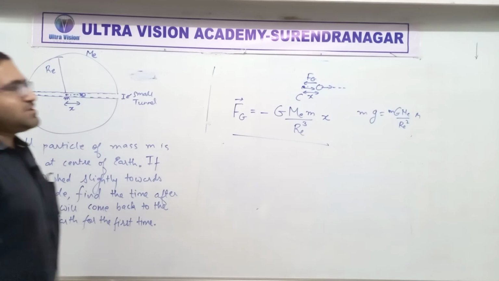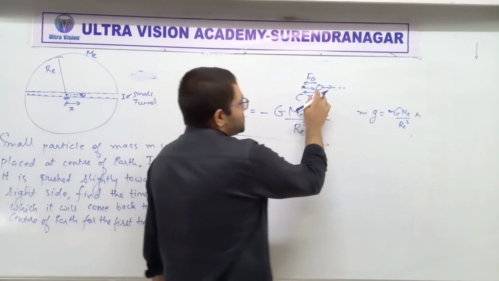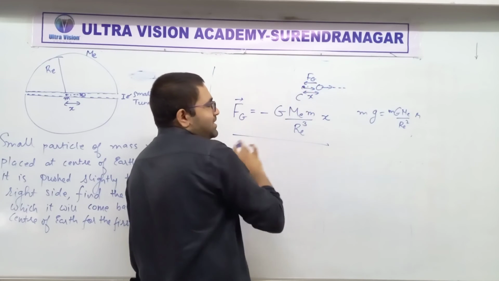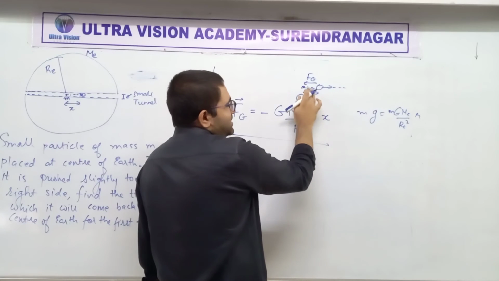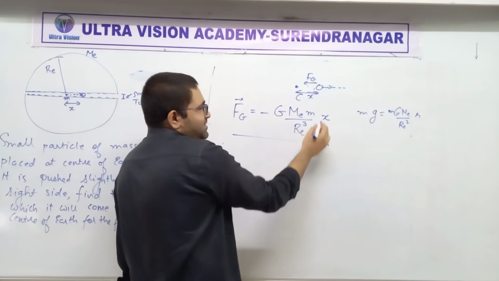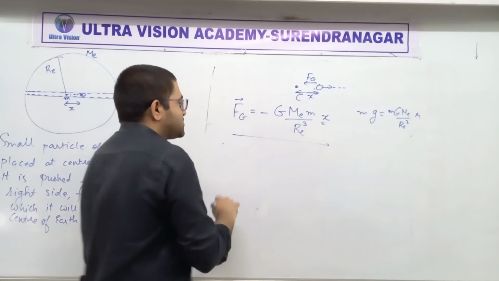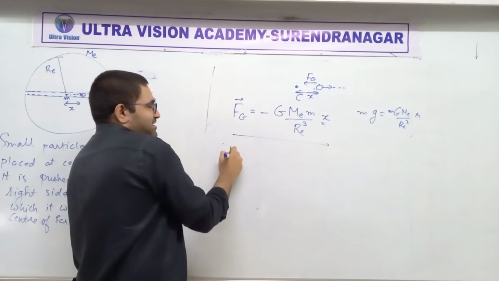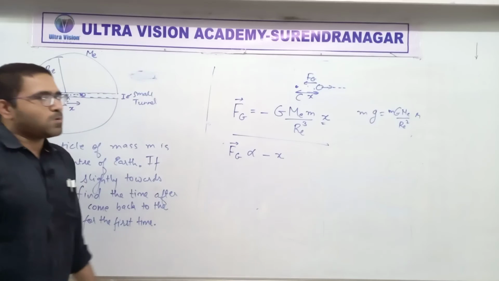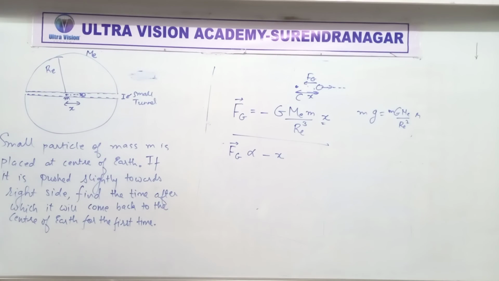I said that instead of r as usual, let's write x for the displacement from center. So from here let's say the particle has moved a distance x. At that time the force will be this. Do you see that here Fg is proportional to minus x? Yes or no? Okay, Fg is proportional to minus x.